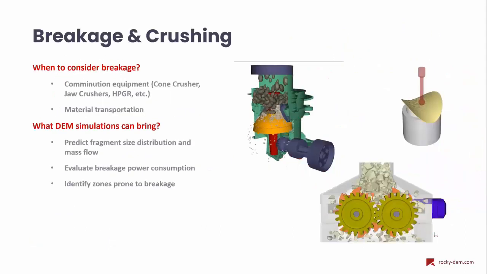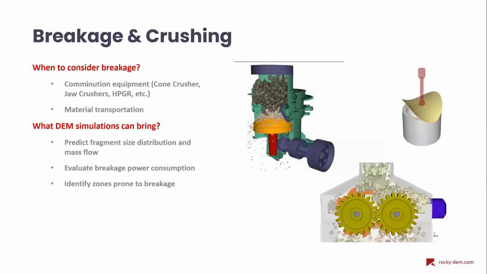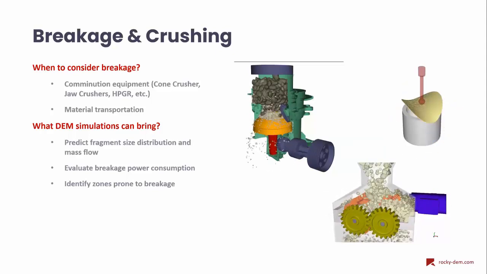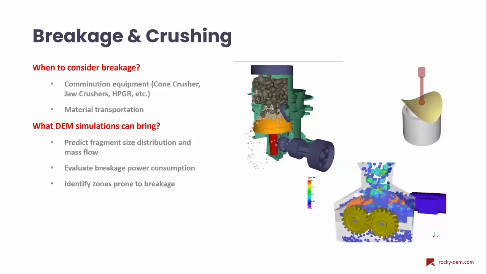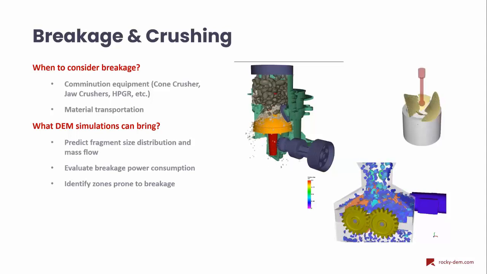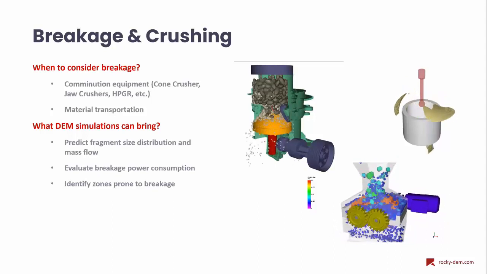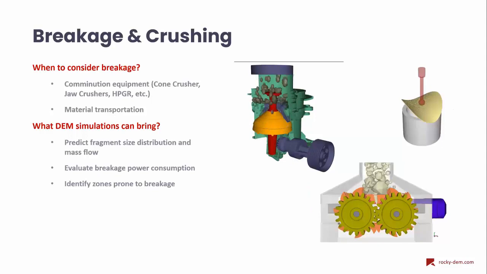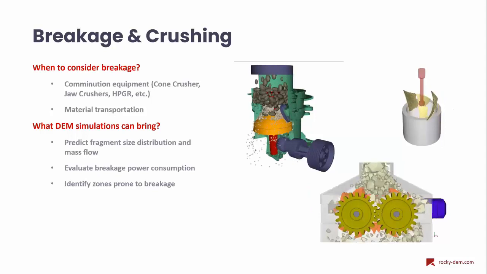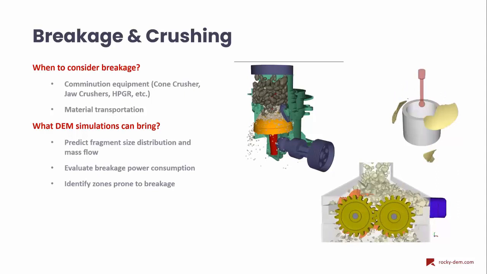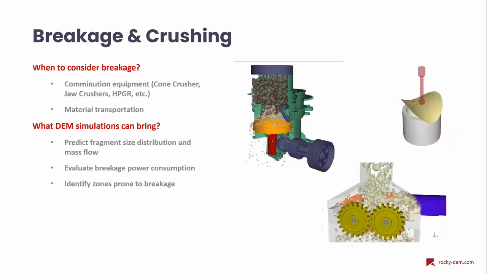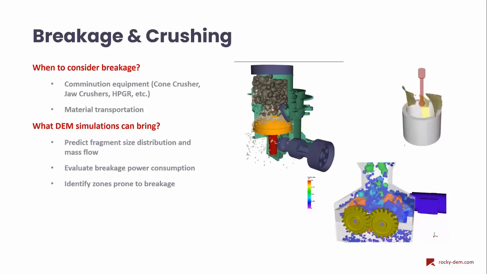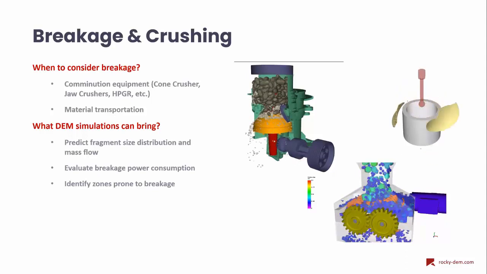In different operations across many industrial applications, the breakage phenomenon can be present sometimes by design, in the case of comminution equipment, and sometimes as an unwanted effect that needs to be reduced or completely removed out of the process. When we are talking about breakage, we are considering the fragmentation of an initial single particle into multiple smaller pieces, ensuring that we preserve both the volume and the mass of the original particle.